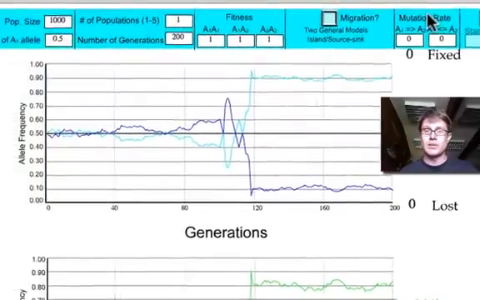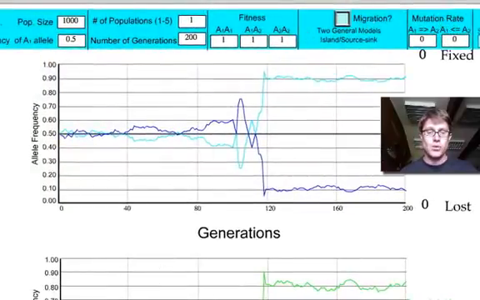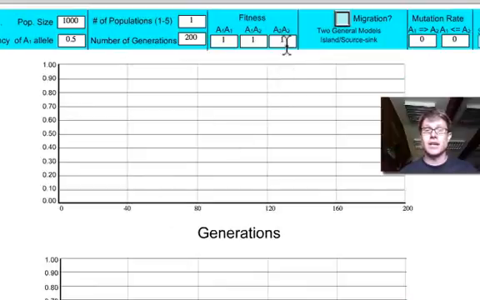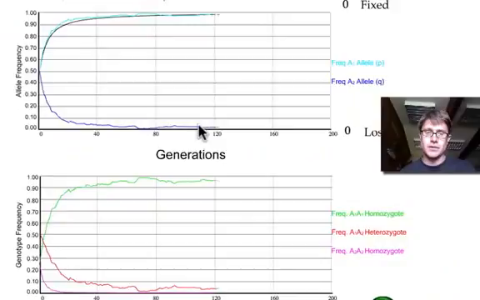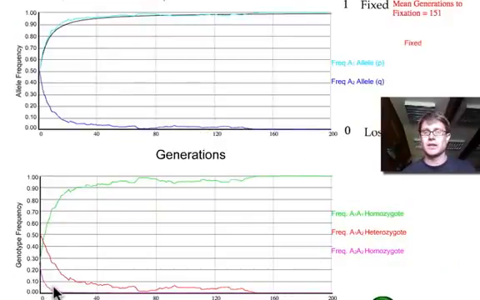Or we could look at mutation or migration, or let's try fitness. Let's say if you're homozygous recessive, you have a 50% chance of survival. So we could do a little bit of selection here and run it again. Let's try that again. Now we have a p-value that's going way up, a q-value that's going down, and we have almost the elimination of that homozygous recessive down here.